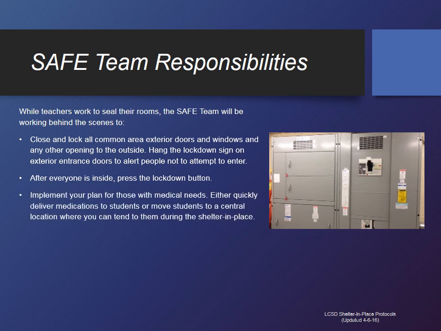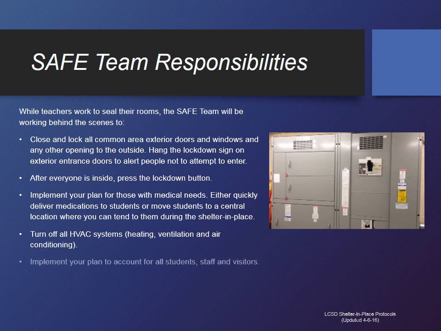Implement your plan for those with medical needs. Either quickly deliver medications to students or move students to a central location where you can tend to them during the shelter in place. Turn off all HVAC systems, heating, ventilation, and air conditioning. And implement your plan to account for all students, staff, and visitors.